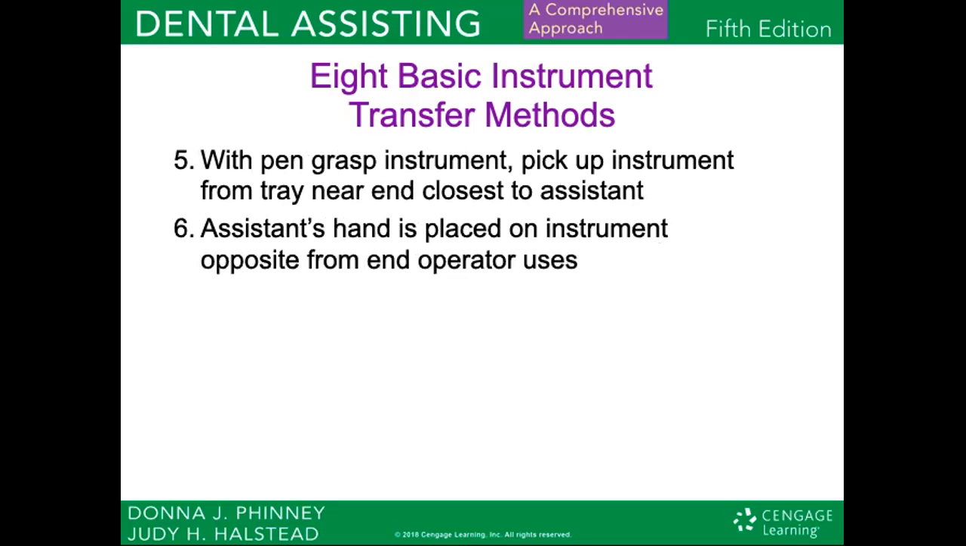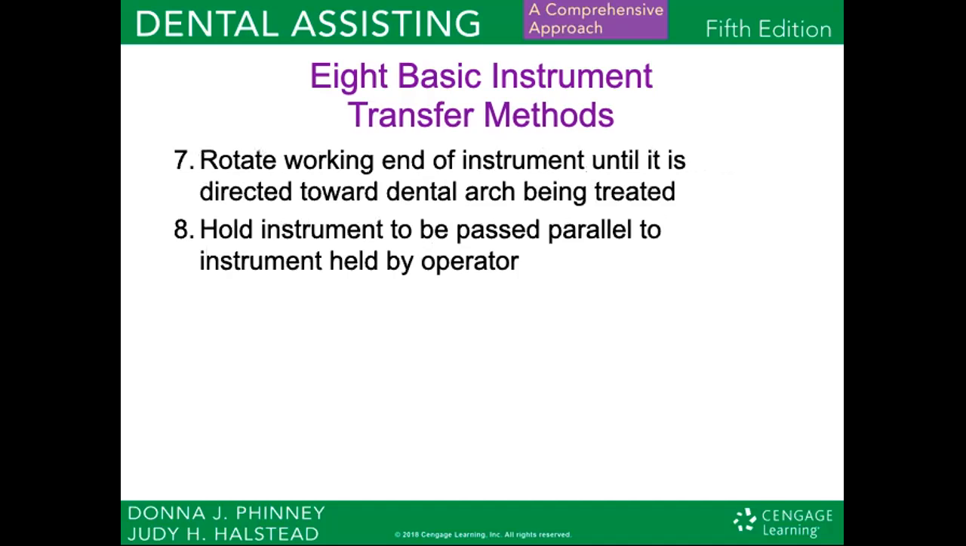Number 5, with pen grasp instrument hold, pick up instrument from the tray near the end closest to the assistant. And number 6, the assistant's hand is placed on the instrument opposite from the end the operator uses. This is so that you don't fumble around and the operator doesn't try to grab the instrument where your hand already is. So just keeping these basic rules will help to establish that kind of flow of instrument transfer.